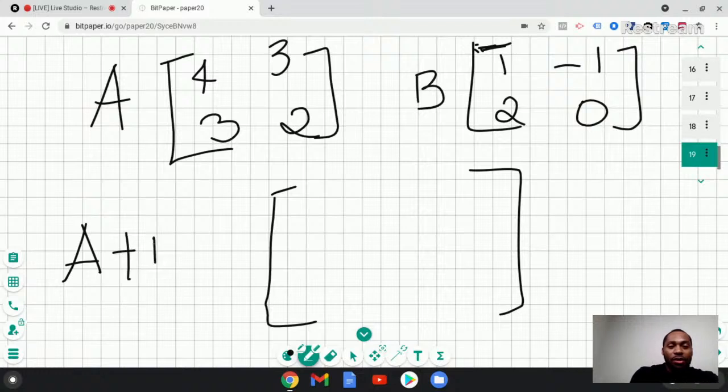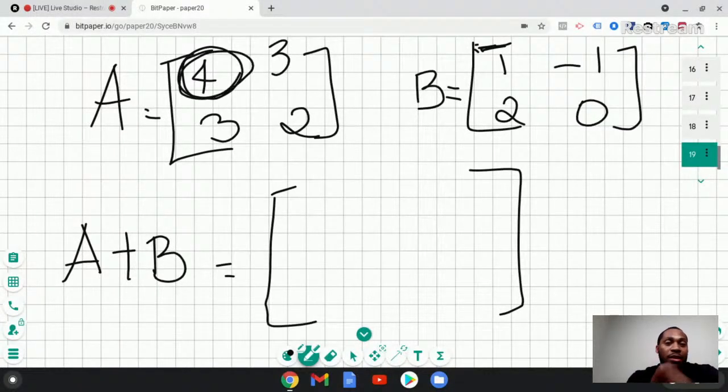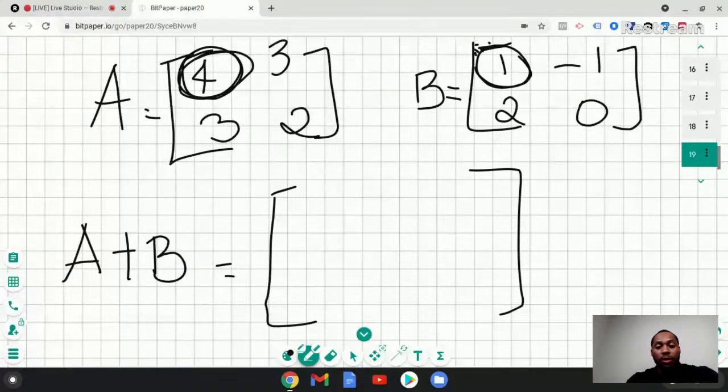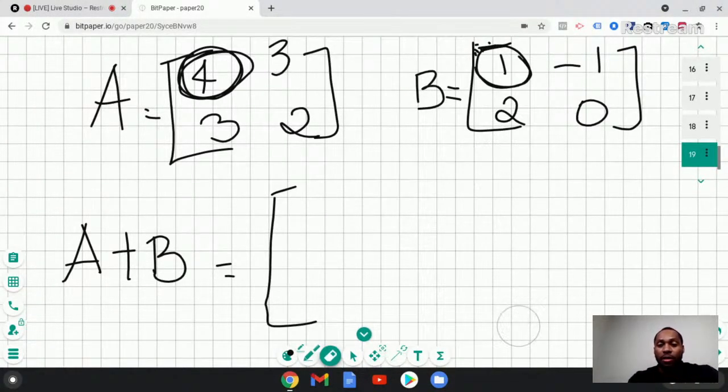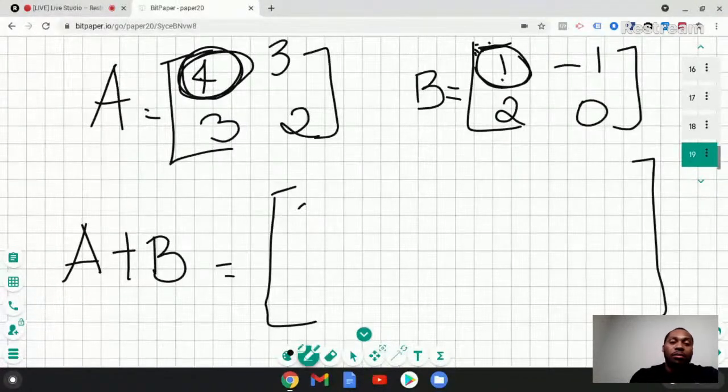A plus B. So how do I add A plus B? I take the corresponding elements. This is the first row and first column. I'm going to add it to the first row and the first column of this one. Let me erase this part so that you understand. This is the first row, first column, first row, first column.